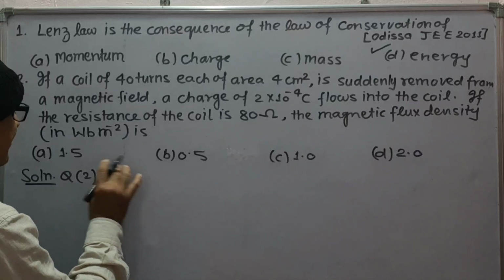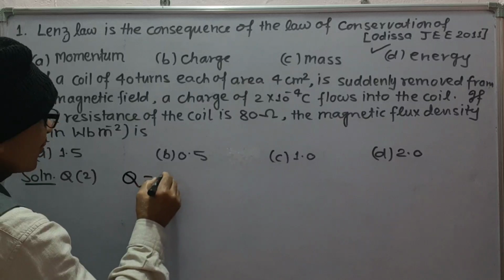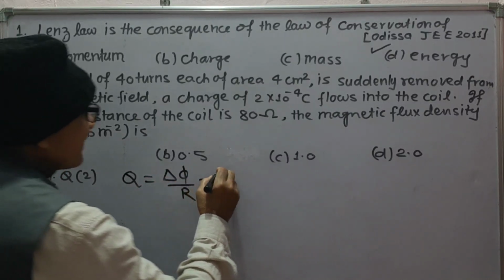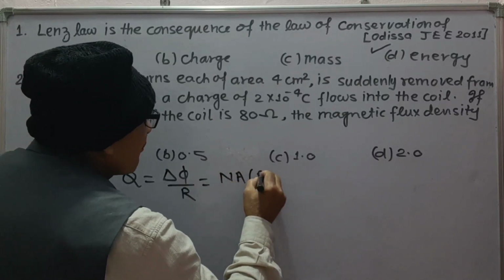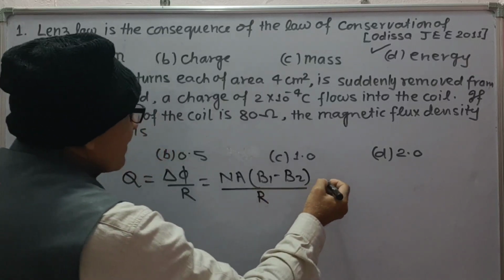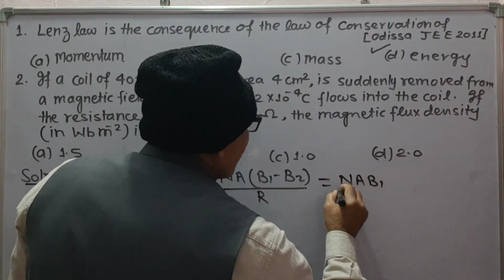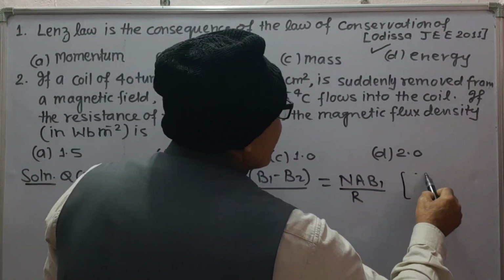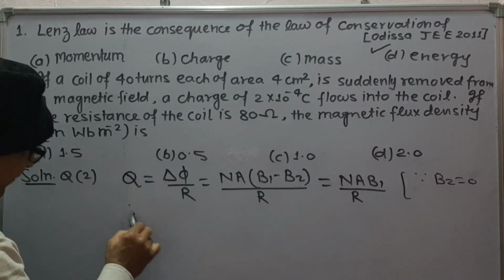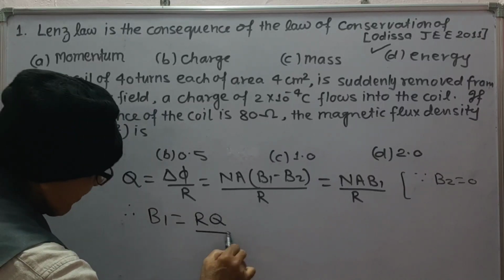As we know, charge flowing due to magnetic flux change is Q is equal to delta phi upon R. Here delta phi is NA (B1 minus B2) upon R, which is NA B1 upon R, because B2 is 0. Therefore, B1 will be equal to R into Q upon NA.